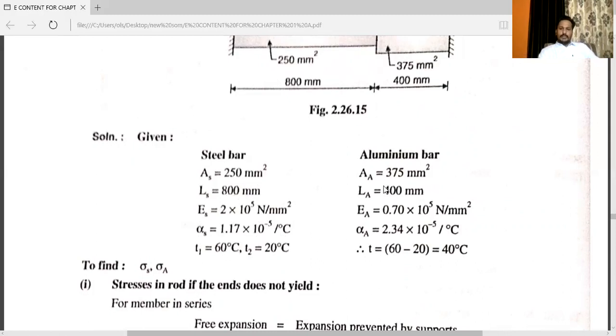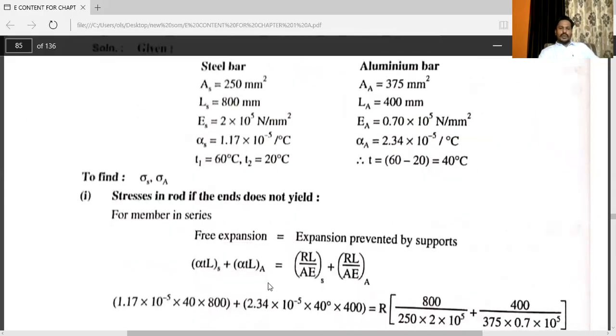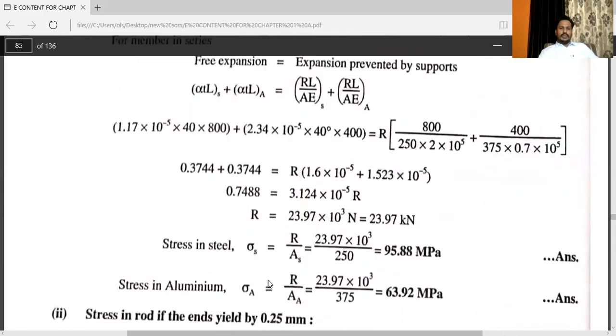For the aluminum bar, the area of the aluminum bar is 375 mm square. Length is 400. Young's modulus of aluminum is 0.70 into 10 raised to 5 Newton per mm square. Alpha of aluminum is 2.34 into 10 raised to minus 5 per degree Celsius. And you can see the temperature change is 40 degrees Celsius, the difference between T1 and T2. So according to the formula, just put the values and you will get the answers.